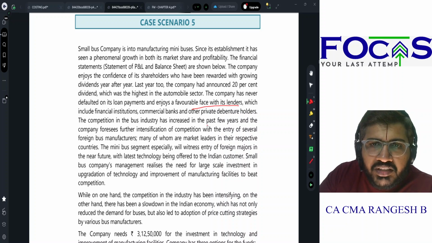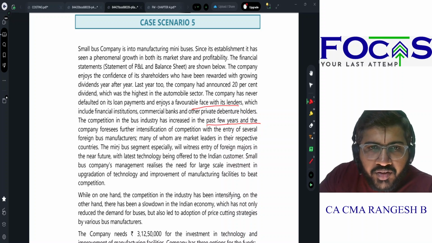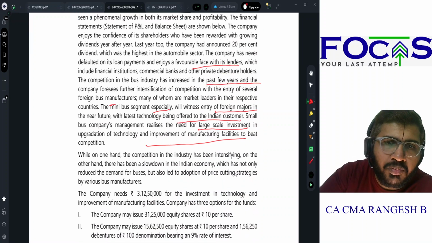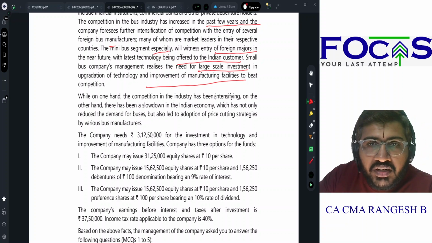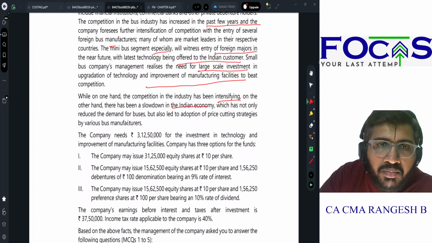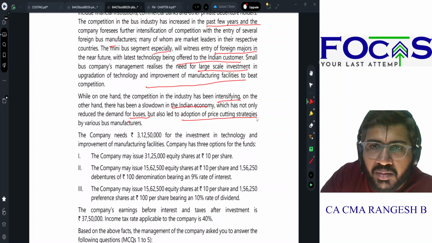The competition in the bus industry has increased in the past few years. Foreign bus manufacturers have come. Mini bus segment especially will witness entry of foreign majors in the near future, with latest technology being offered to the Indian customer. Small bus company's management realizes the need for large scale investment in upgradation of technology and improvement of manufacturing facilities to beat the competition. While on one hand the competition in the industry has been intensifying, on the other hand there has been a slowdown in the Indian economy, which has not only reduced the demand for buses but also led to the adoption of price cutting strategies by various bus manufacturers.